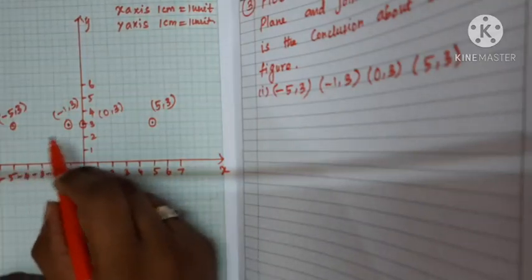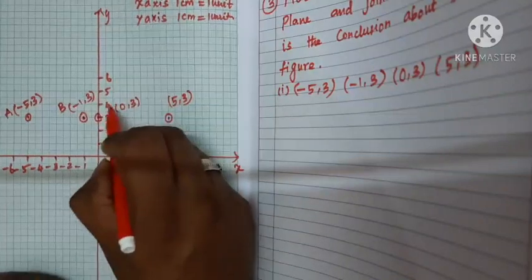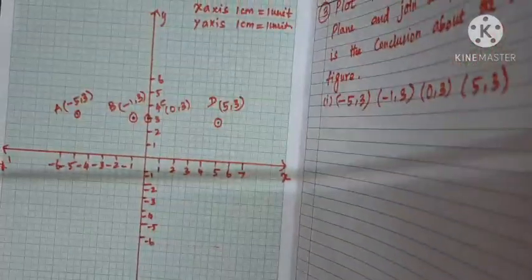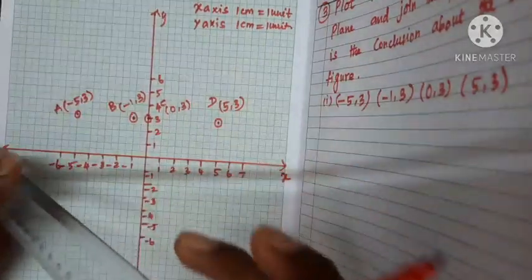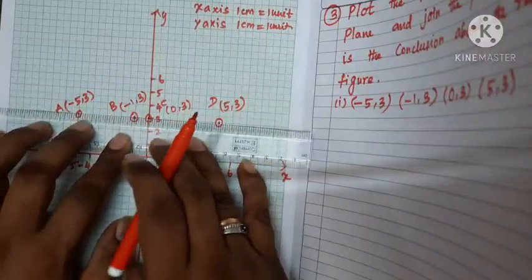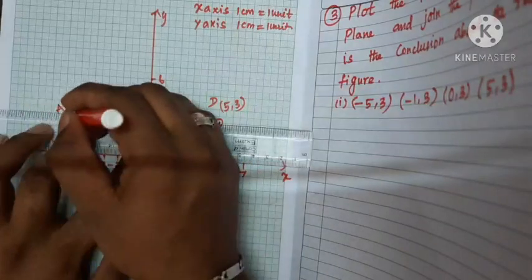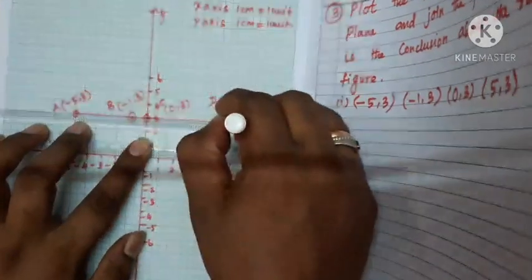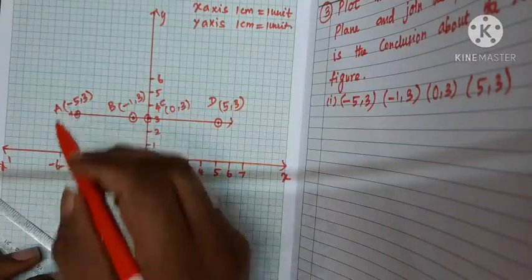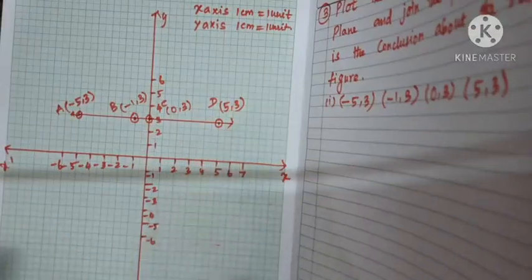If you want to name these points, you can name them A, B, this is C, this is D. Now join the points. Using the scale only you have to join. All the points come under the straight line. If you want to extend it, no problem. Okay, so these points are making a straight line.